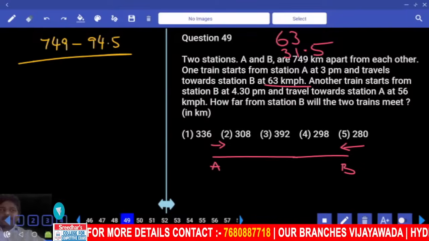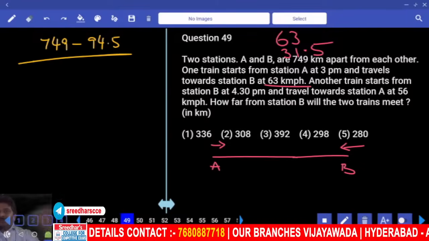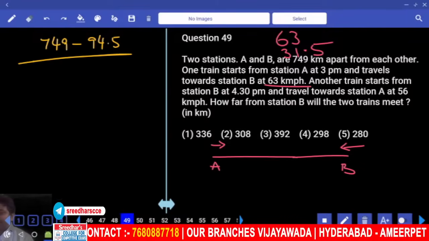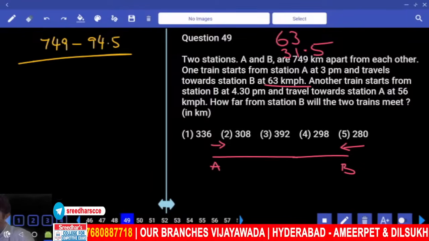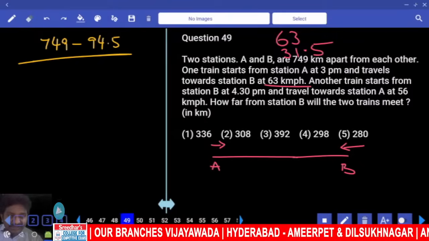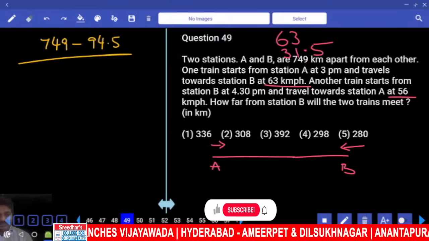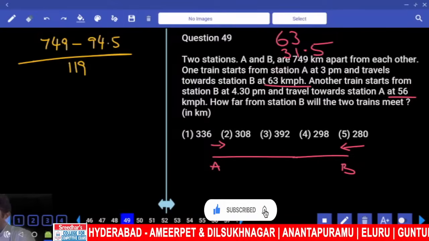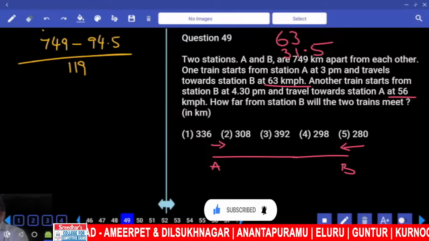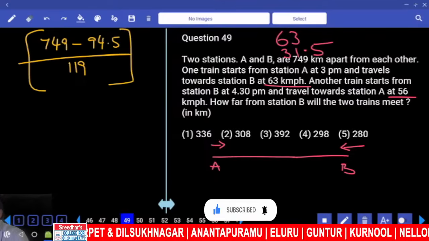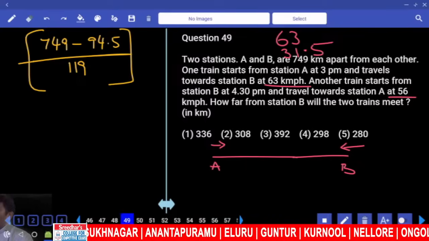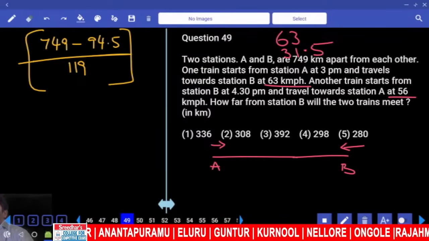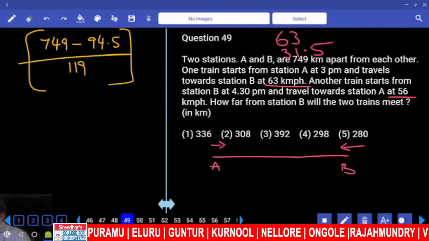At 4:30, both trains are moving from opposite directions. Relative speed is S1 plus S2. S1 is 63, S2 is 56, the sum is 119. Distance divided by relative speed, what is this called? Time to meet each other. From what time? From 4:30.